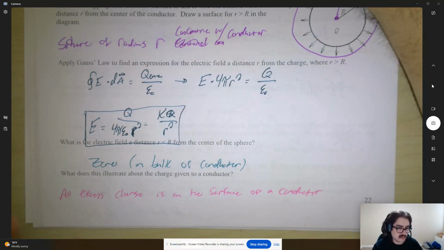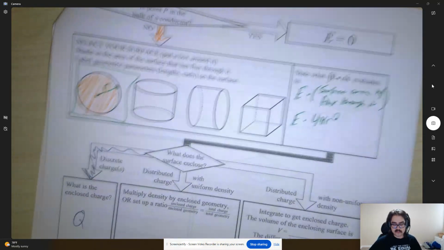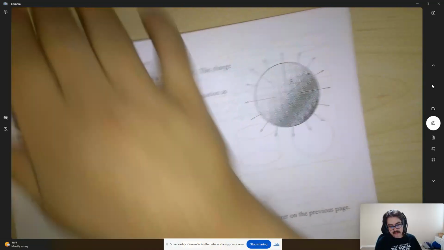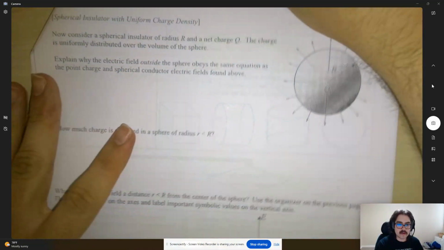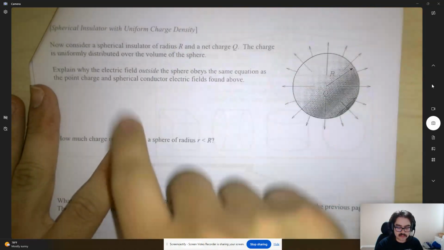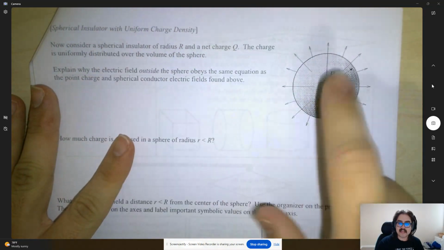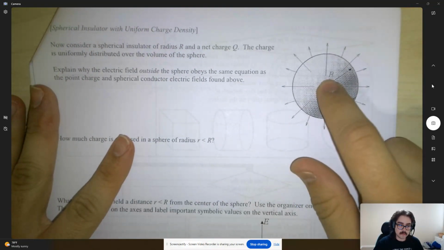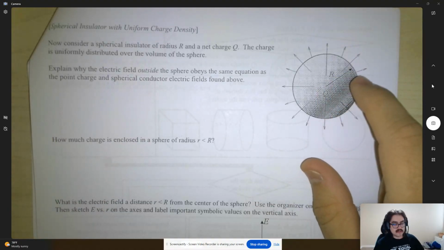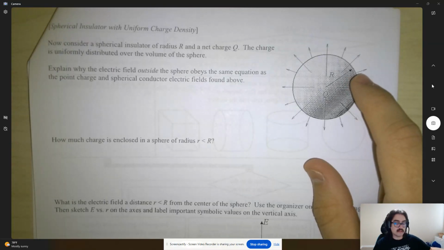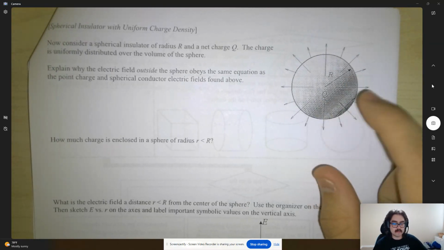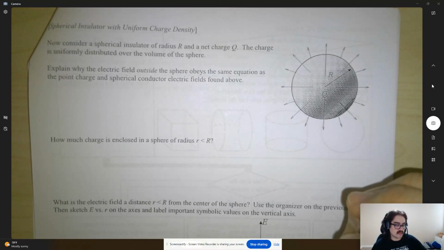Now, if it's an insulator, then charge can be found in the bulk of it. So it's important to read the problem completely because, for example, this is a spherical insulator, which means that it can have electric field in its bulk. If you're in the bulk of an insulator, you can have charge in the middle of it, and you can have E field inside of the bulk of it.